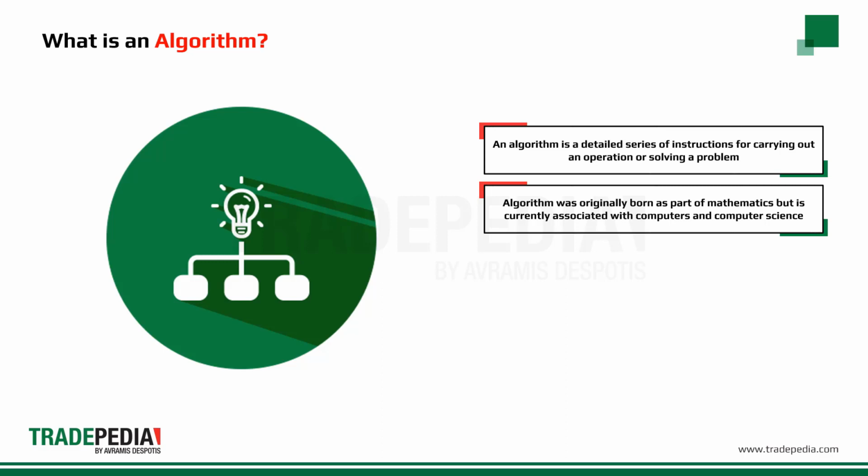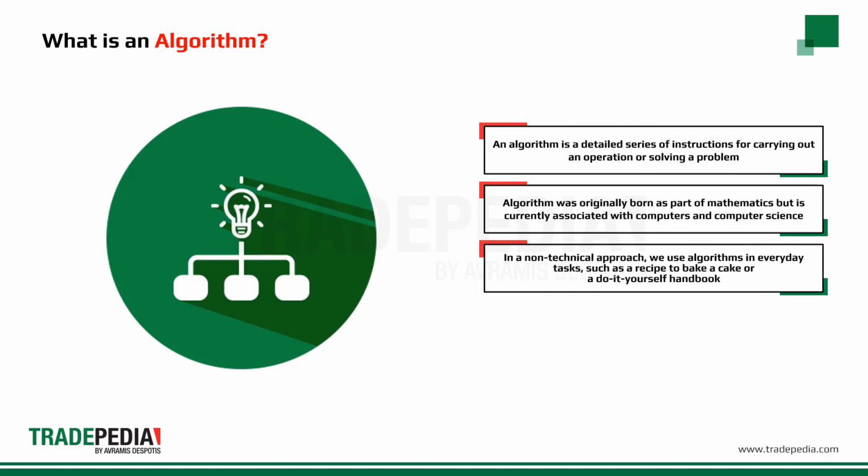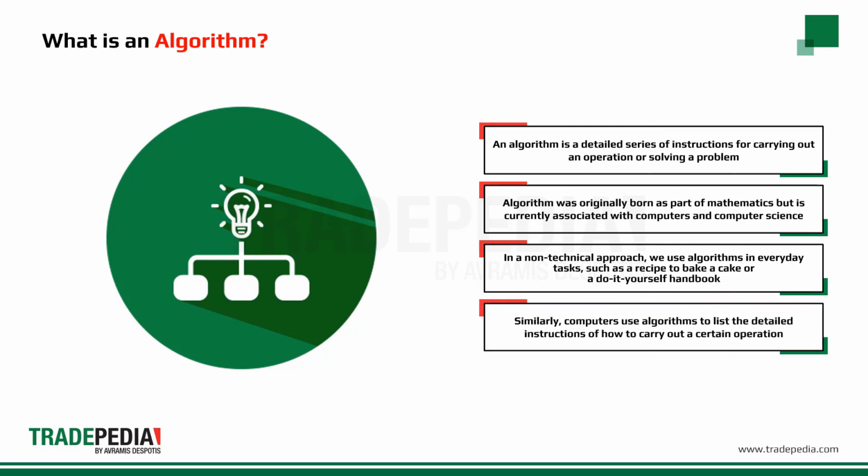Although the word algorithm is strongly associated with technology and computers, in a non-technical approach, we use algorithms in everyday tasks, such as a recipe to bake a cake or a do-it-yourself handbook. Similarly, computers use algorithms to list the detailed instructions of how to carry out a certain operation.